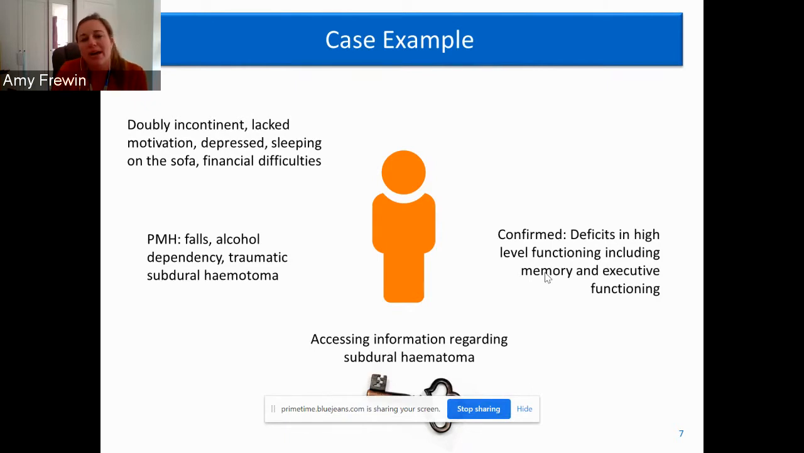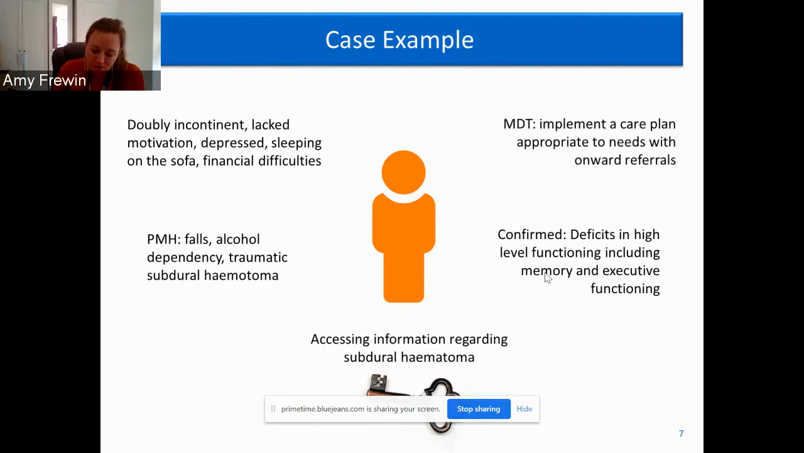Through that, we were able to access further records, particularly the brain scans that were completed at the time, in the reports, which confirmed that due to the nature of the injury, this lady would have deficits in high-level functioning, including memory and executive functioning. And she'd had non-attendance to appointments and didn't always answer the phone, so she'd never actually received any neurological follow-up.